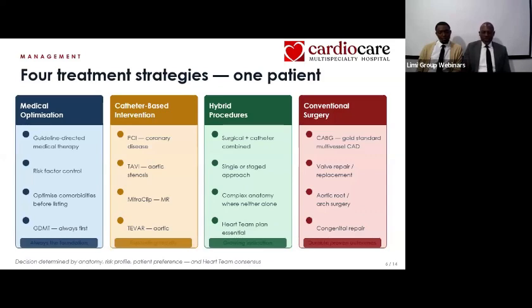This will be presented, of course, to the heart team, and then we'll be able to arrive at exactly what we want to do. And then, of course, is the open procedure, where we have coronary artery bypass grafts, which is one of the commonest procedures that we do. It's the gold standard for coronary artery disease. And then we have valvular repairs or replacements, things that we do very commonly here at Cardiocare. Aortic root and aortic arch surgery, and then repair of congenital anomalies.